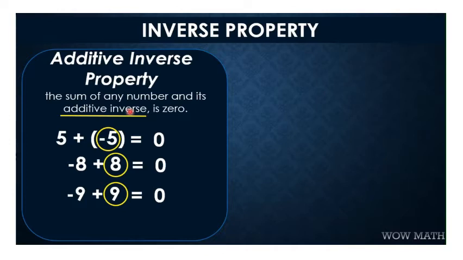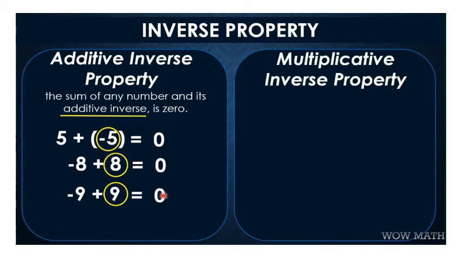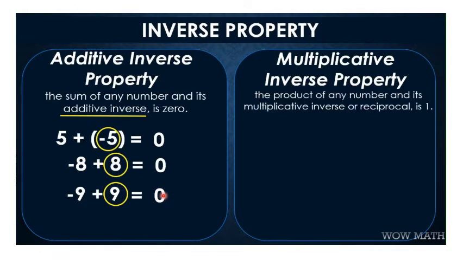Now, anong sinasabi ng additive inverse property? Kapag nag-add daw tayo ng any number, and yung additive inverse niya o yung tinatawag din nating opposites, the resulting sum is always 0. Now, if you have noticed, 0 is the identity element in additive identity property. Now, let's have multiplicative inverse property. The product of any number and its multiplicative inverse or reciprocal is 1.